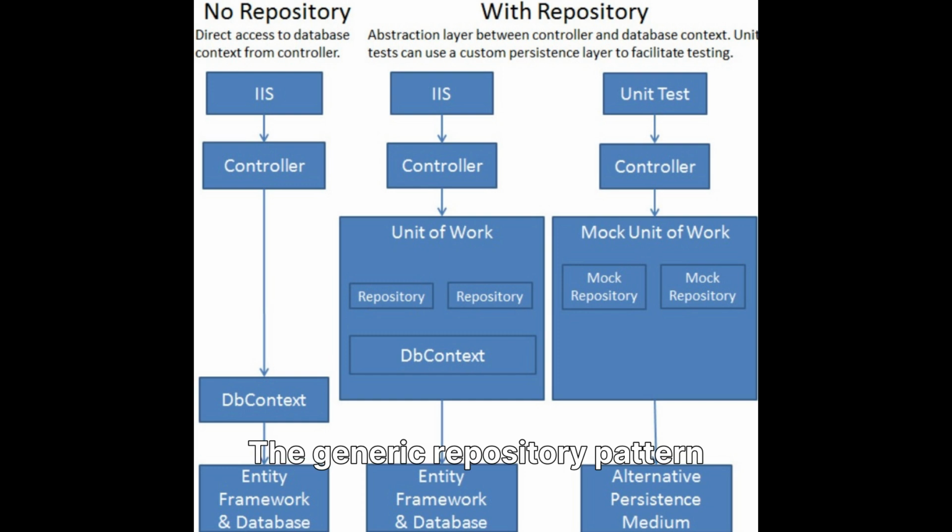The generic repository pattern is an abstraction layer over data sources. It provides a common, type-agnostic interface for CRUD operations. This pattern effectively hides underlying data storage complexities from your application's business logic, promoting cleaner and more modular code.